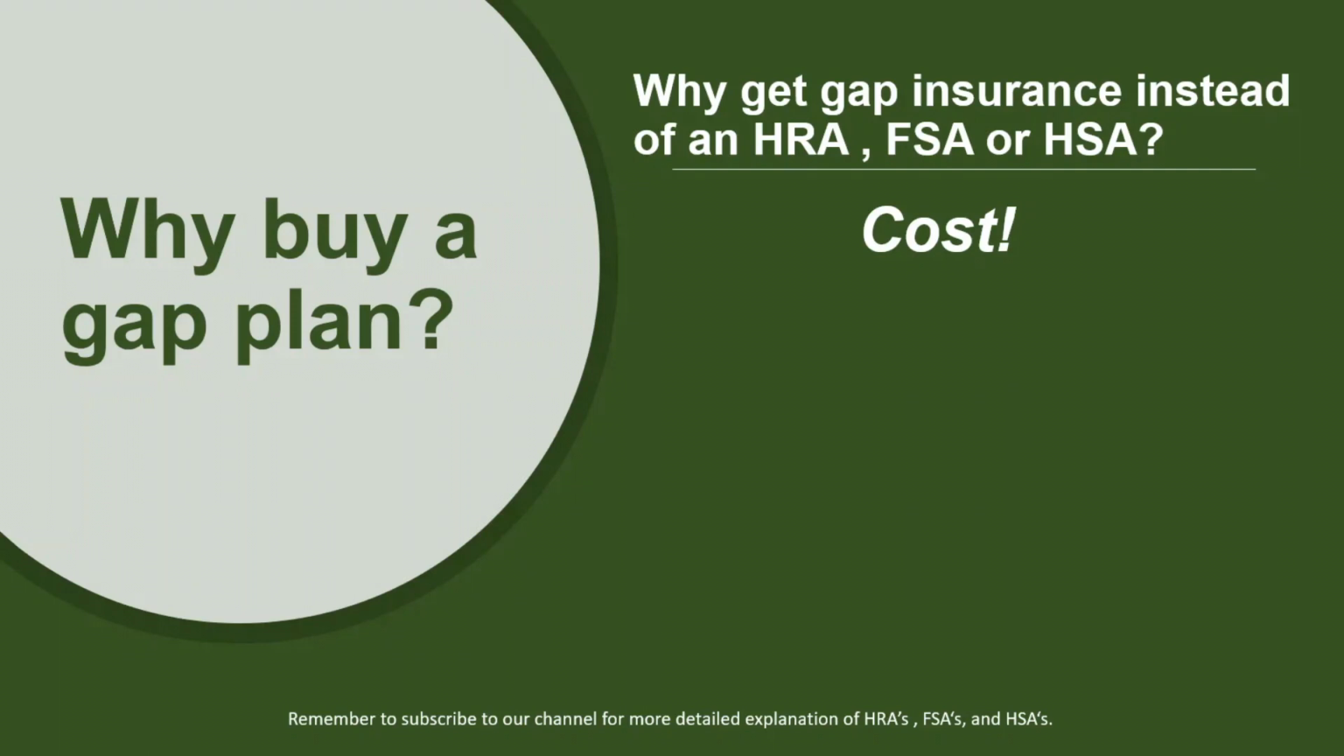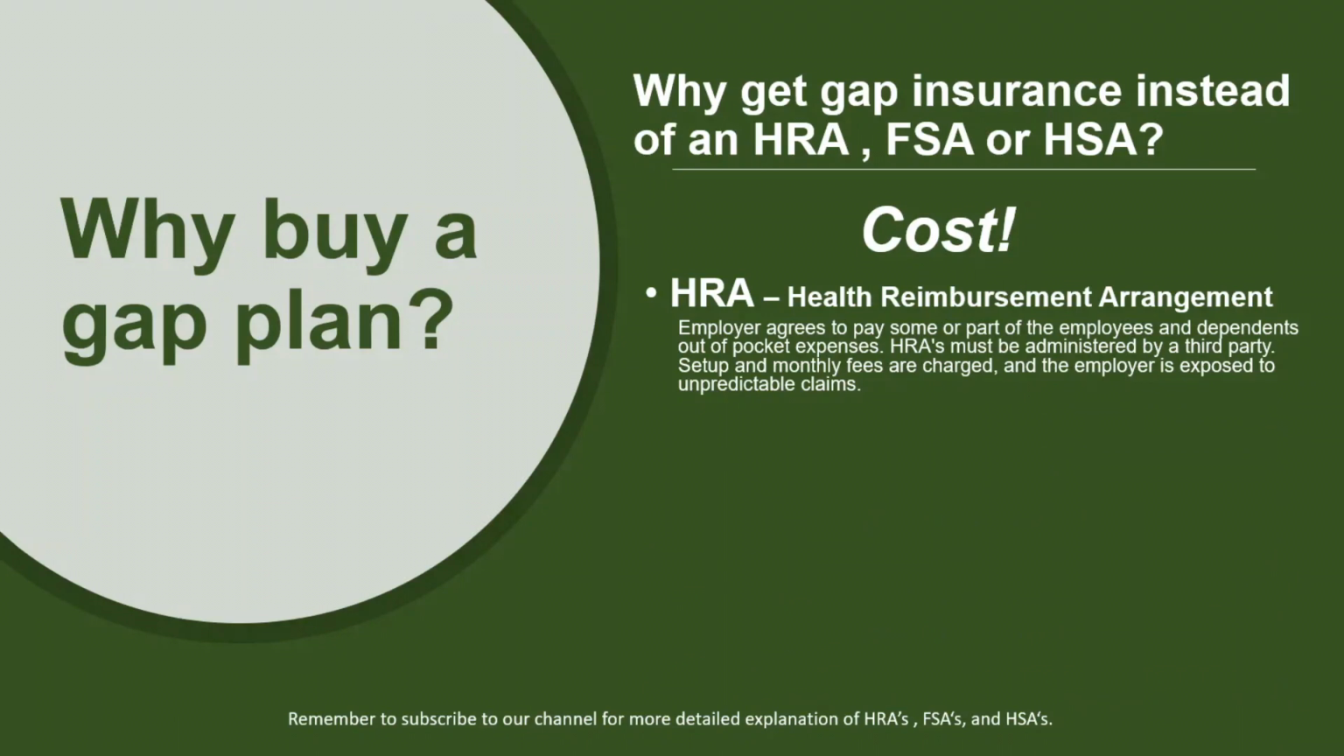First of all, in the insurance industry, everything is a three-letter acronym, which is TLA. So when you're looking at HRAs, FSAs, and HSAs, I will break those down for you. First, we'll cover an HRA. An HRA is a health reimbursement arrangement.